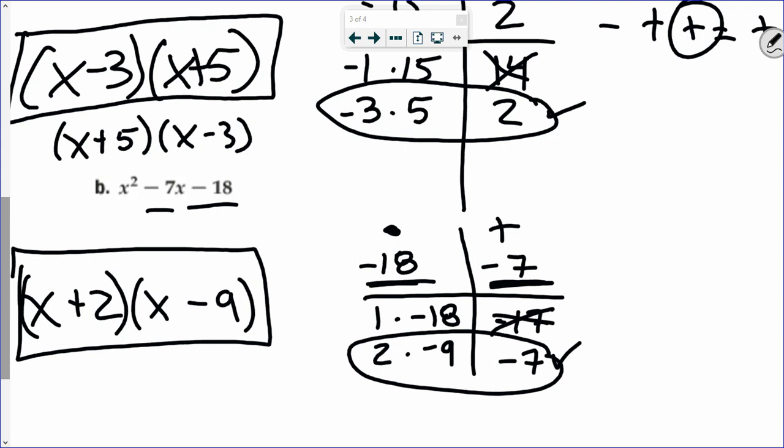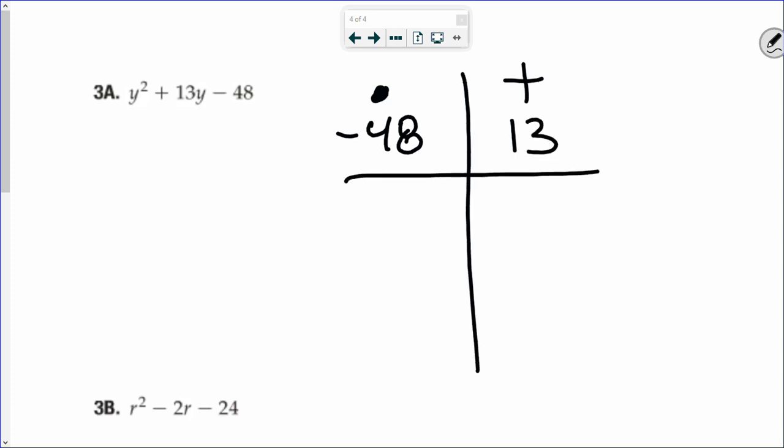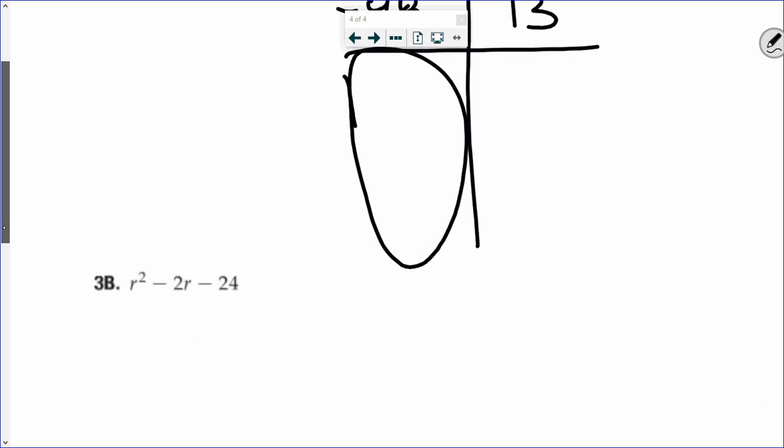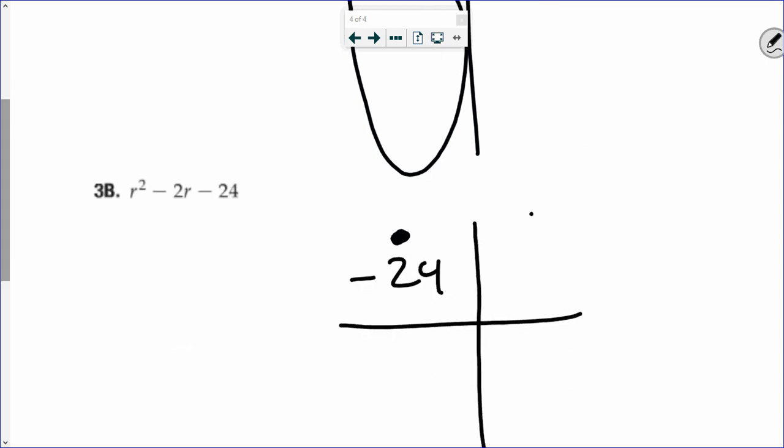All right. The last 2 problems there on the back are for you guys. Try both of those. That'll count for your homework today. So on 3A, you'd be looking for numbers that multiply to negative 48 and add to 13. If you're able to get that done, that would be great. If not, at least list all the factors of negative 48. And then for the next one, you're looking for numbers that multiply to negative 24 and add to negative 2. Again, try and complete this one. At the very least, you should be able to list all factors of negative 24.